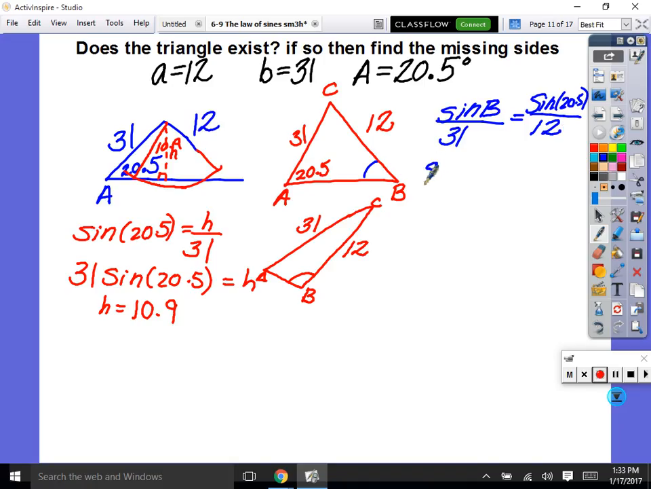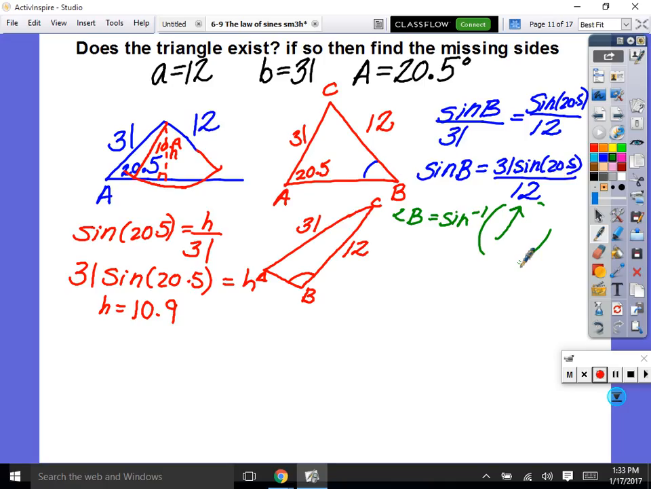So we have sine of B equals 31 sine of 20.5 over 12. I'm multiplying both sides by 31. And then we take the inverse. So angle B will be sine inverse of all that stuff. What's angle B? We should all be typing it in. Remember, this is one of those times when people just start waiting for everybody else to do it and it takes us forever. 64.78, so 64.8.